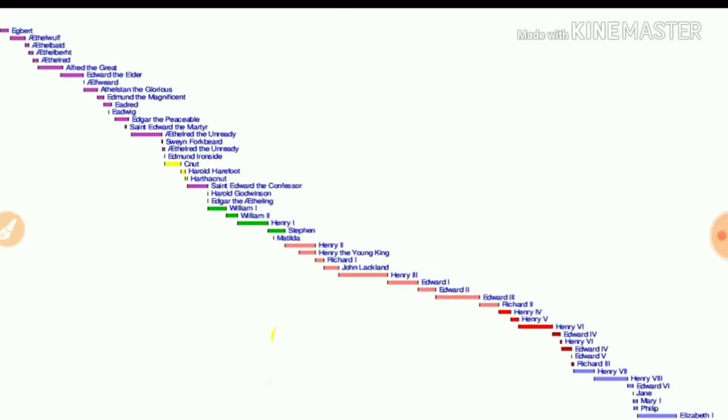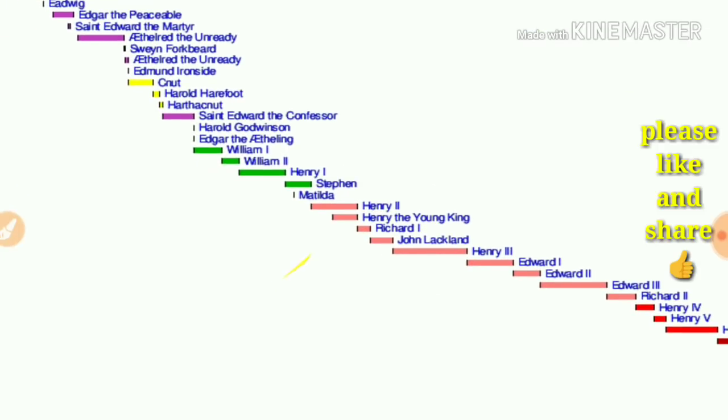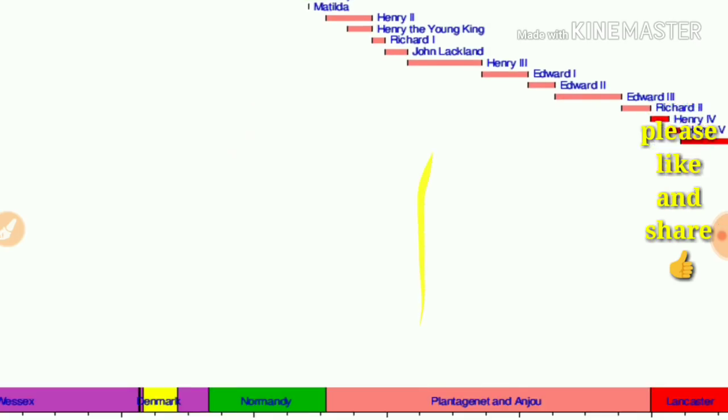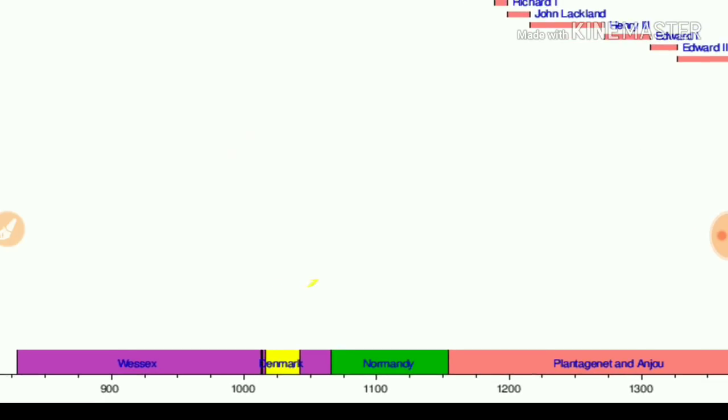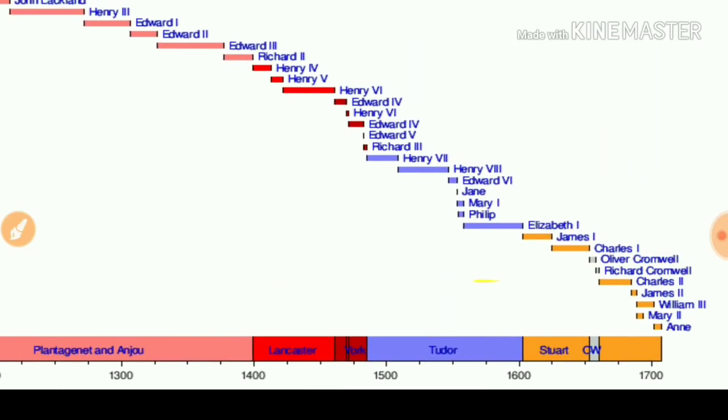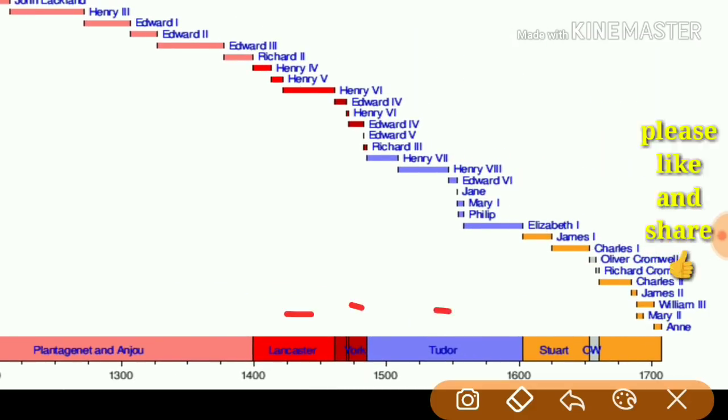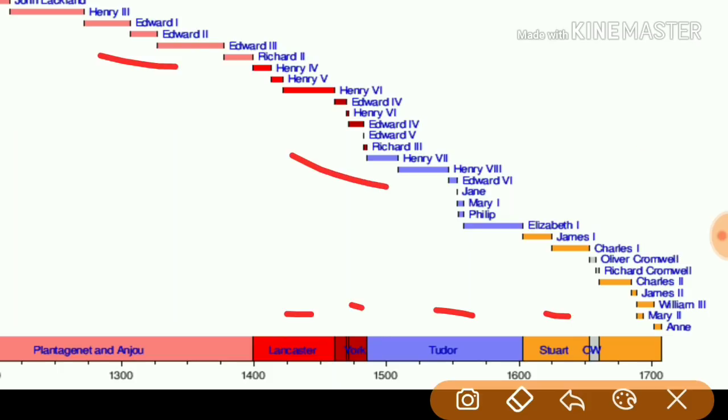Okay, so in this timeline, let me tell you that there are colors, as you can see here. And these colors represent something, and this PPT helped me a lot, so I want to share it with you. If you are a person like me who believes in self-study and in books, you will find it helpful. So let's go ahead. So colors, you can see Wessex and Denmark, Normandy, and Plantagenet, Anjou, Lancaster, York, Tudor, Stuart, and then finally you can go through these names.